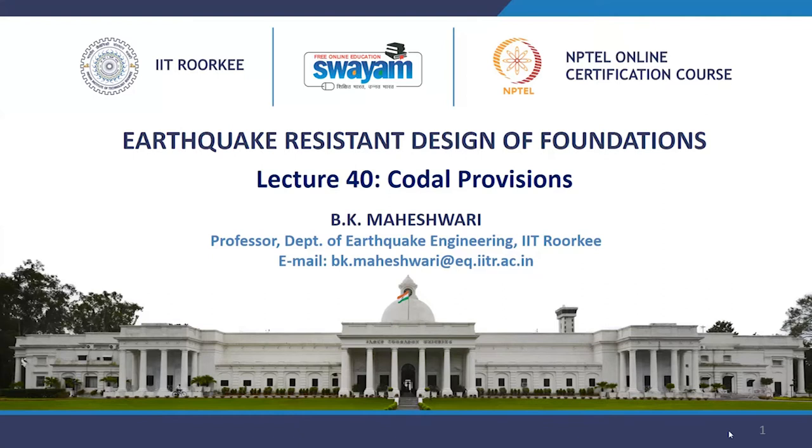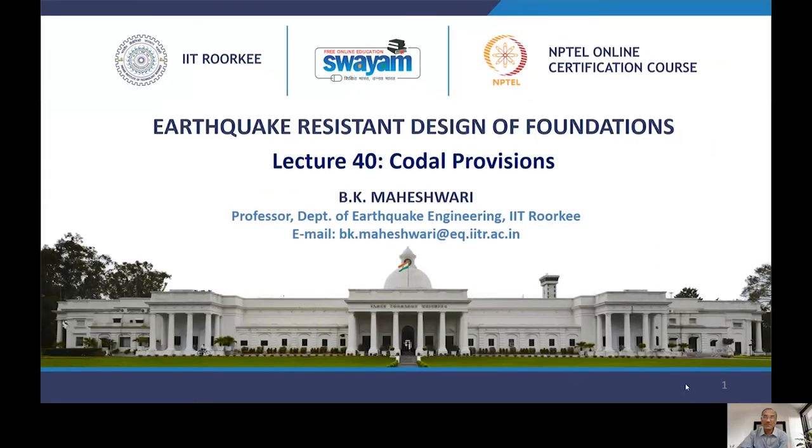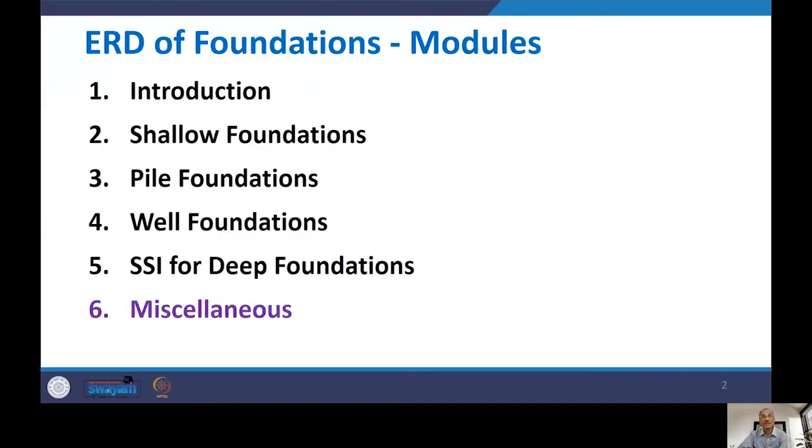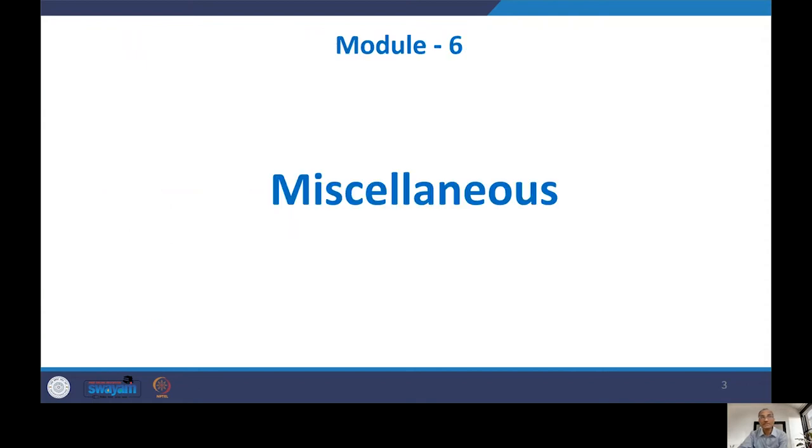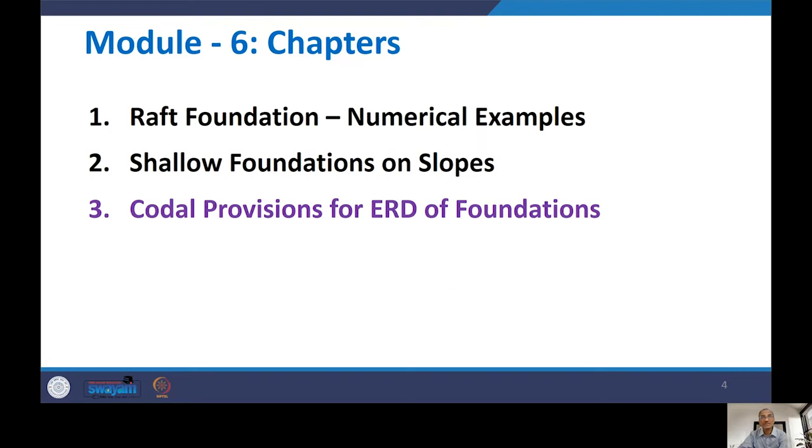Under this module, today we are going to talk about a very important topic, that is codal provisions for architectural design of foundations. The sixth module of this course is miscellaneous items, and under it we have four chapters. The first chapter was on raft foundation numerical examples. Then in the last two lectures, we discussed shallow foundations on slopes. And today we are going to talk about codal provisions for foundations.